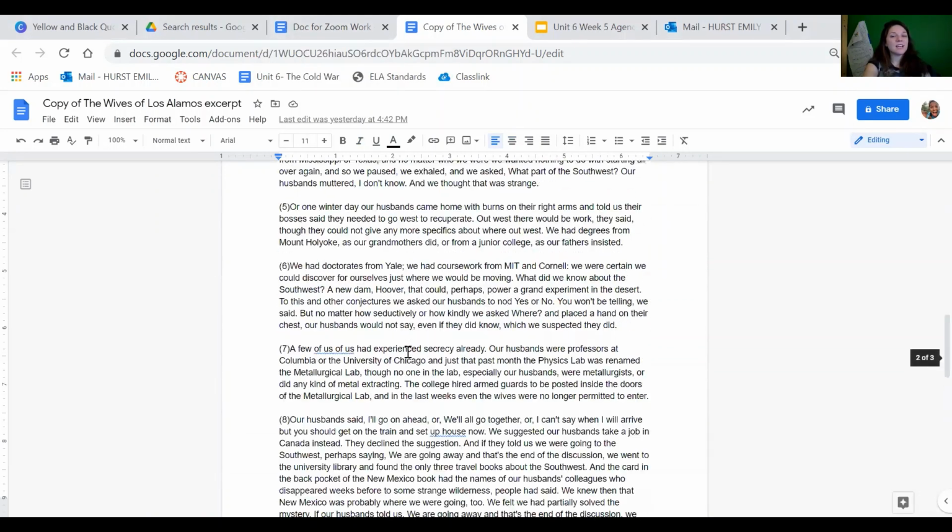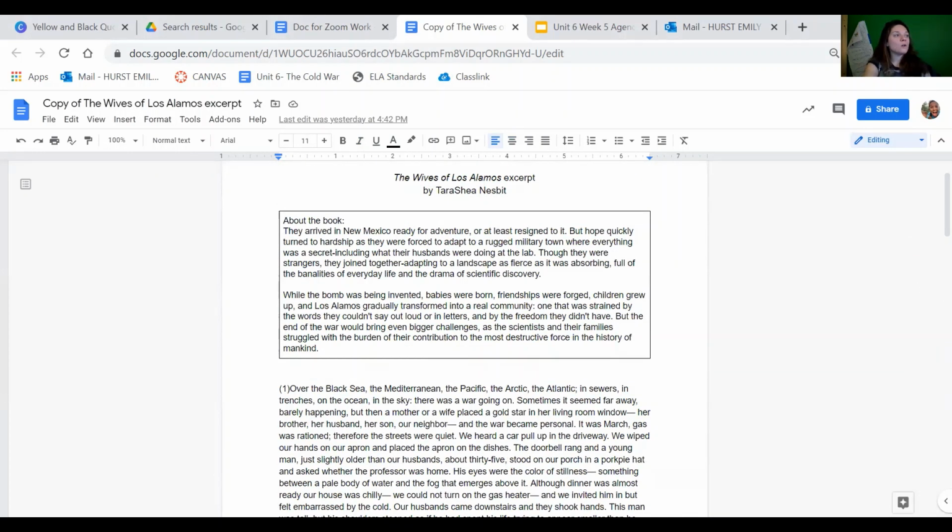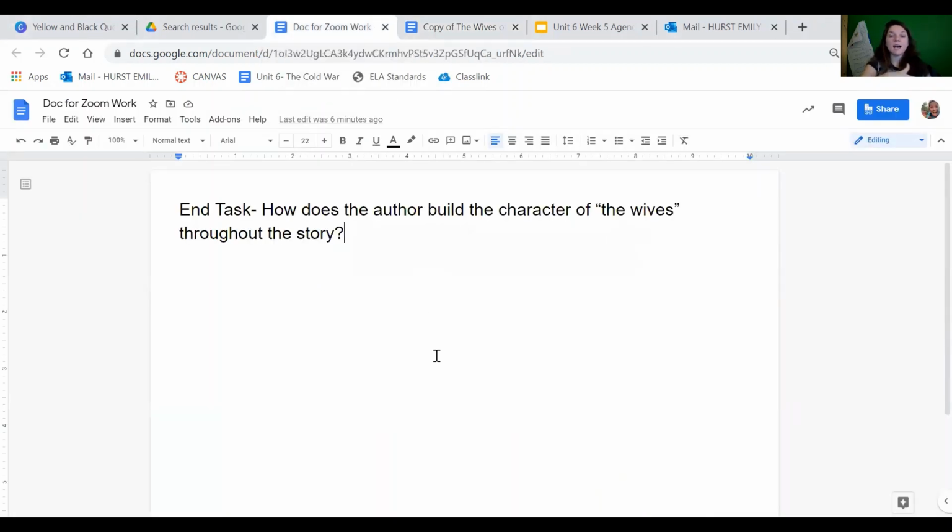All right, so like I said, today's close read goal was to analyze this text for character development. So our end task today is, how does the author build the character of the wives throughout the story? Like I said, it is a very interesting text because of the way that they build that narrator. So go ahead and give me at least a full paragraph, include evidence from the text. This is where you're going to do some of your best writing.